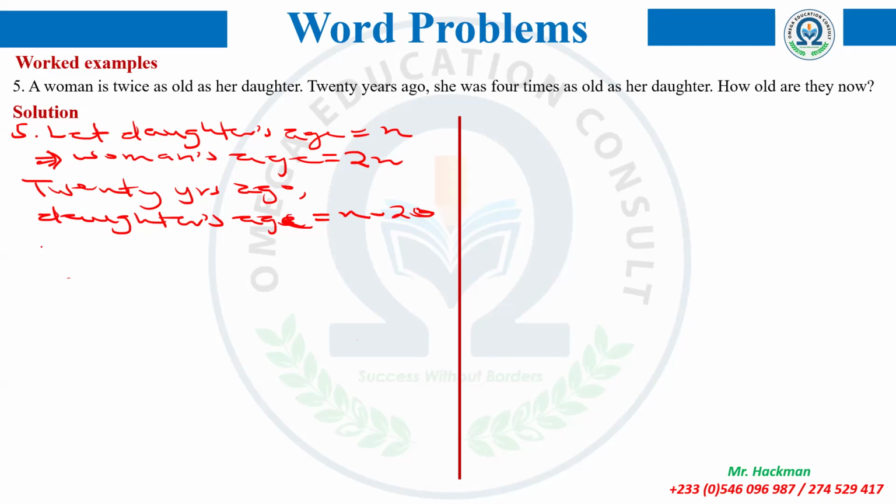So now this implies that the mother's age 20 years ago will be equal to the current age, which is 2x, also minus 20. Is that clear? Okay, so now you can see the connection that we have here, we said 20 years ago.